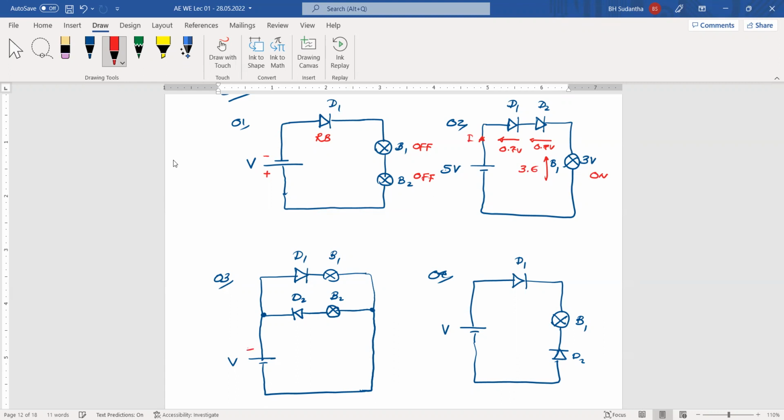Here, this is the bulb direction, and because of that, this diode is forward biased and this is reverse biased. Because of that, this bulb is turned on and this one is turned off.